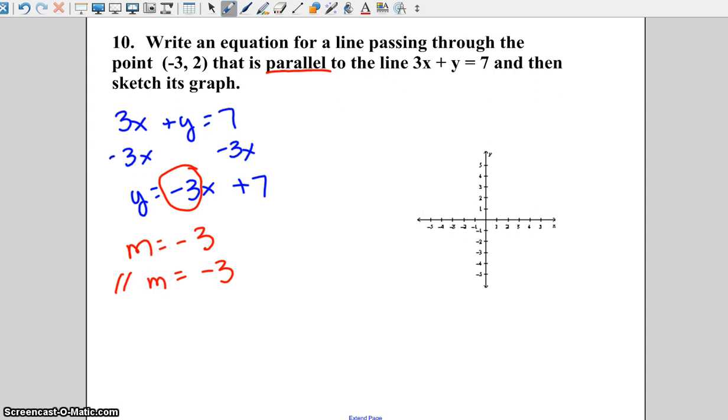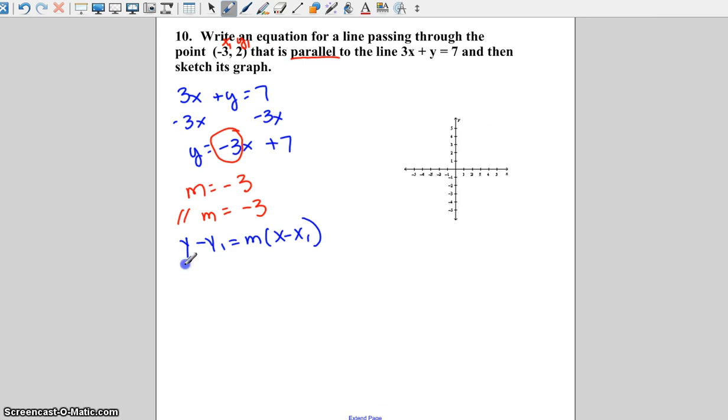We're looking for a line that's parallel to it, so the parallel slope will be the same, also -3. We want our new line to go through the point -3 2, so that's going to be our x1, y1, and you'll need to use the point slope formula. Y minus y1 equals m times x minus x1. Substitute 2 for y1, -3 for the slope, and -3 for x1. Y minus 2 equals -3 times x plus 3.